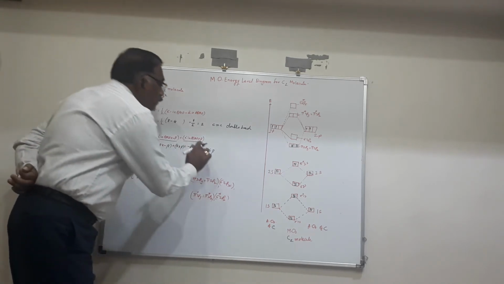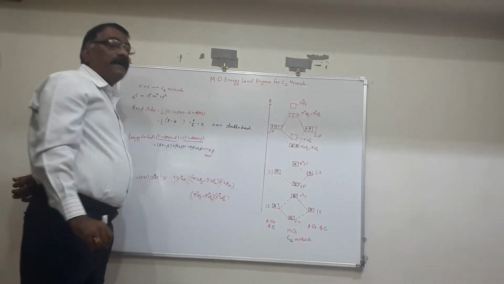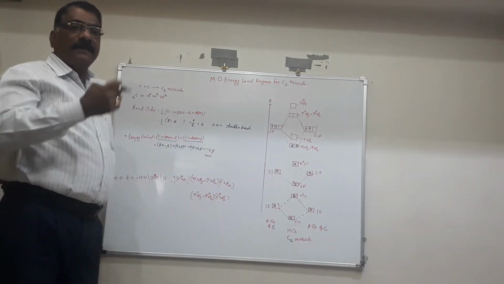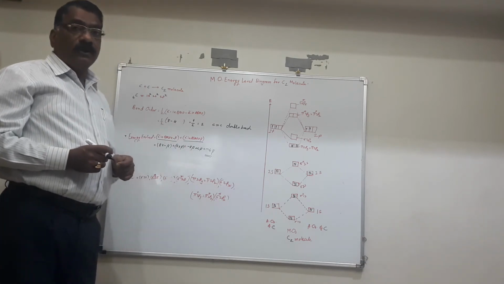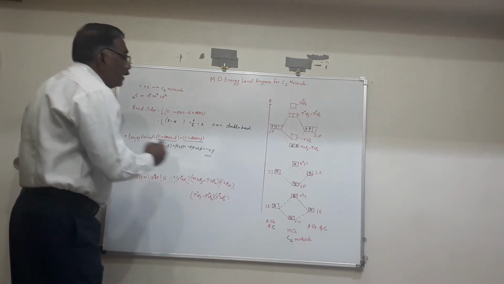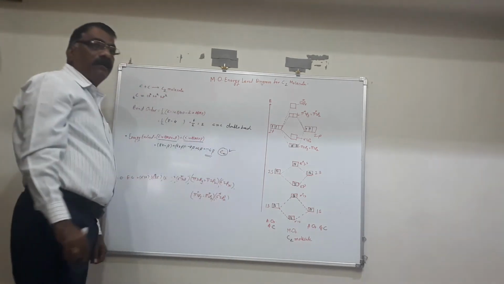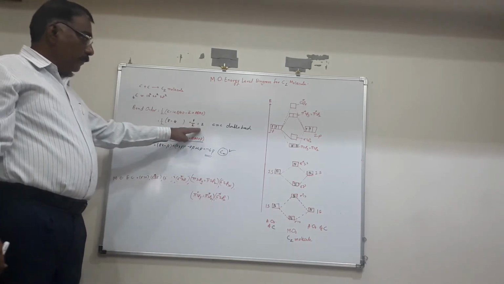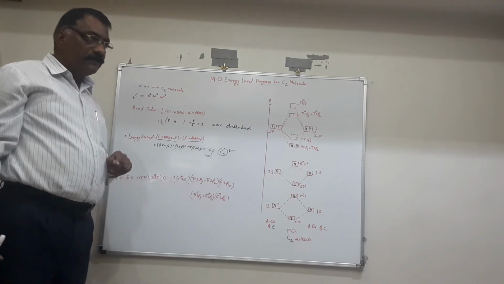That means this is minus 4 beta. This minus 4 beta is the stabilization energy. The minus sign indicates that energy is evolved. The molecule has less energy as compared to the atoms, and thus the molecule will get stabilized. Thus the C2 molecule can exist. There is a double bond, bond order is 2, energy is evolved, and the molecule will get stabilized.